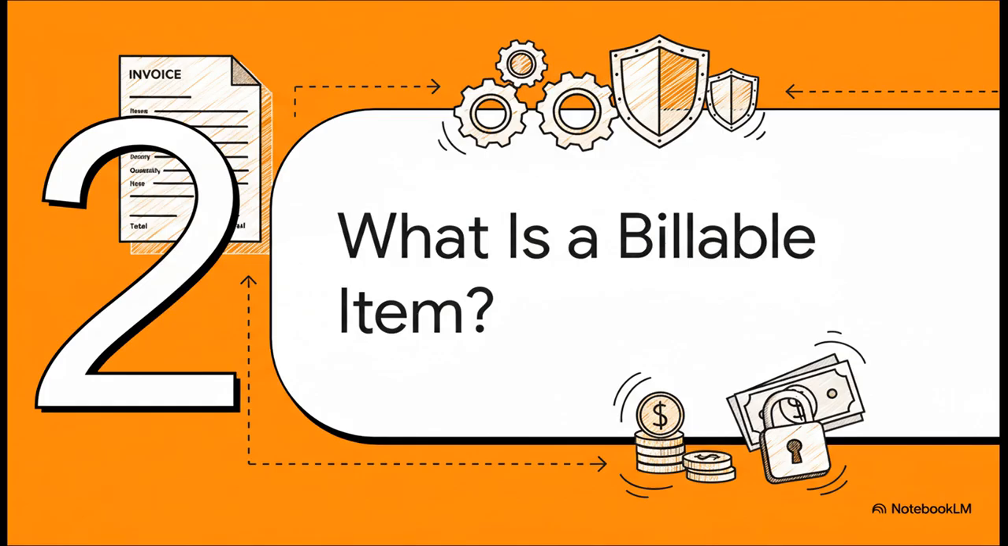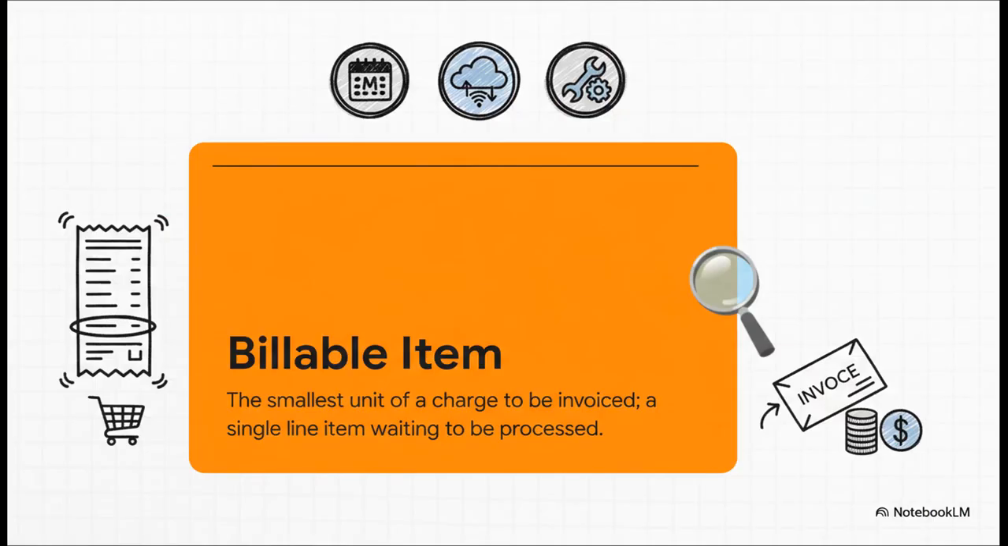Okay, so to really understand the solution, we first need to get a handle on the basic building block of any invoice. Before we can see how the system protects itself, we need to know what exactly it's trying to protect. And that brings us to the billable item. The simplest way to think about it is as just one single line on a grocery store receipt. That's it. It's the smallest possible charge that's just sitting there, waiting to be processed and put onto a final invoice. It could be anything, a monthly subscription fee, a charge for data usage, maybe a one-time service cost.